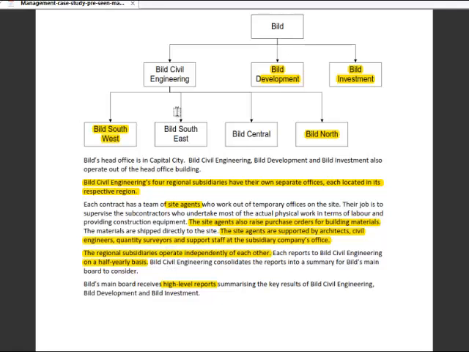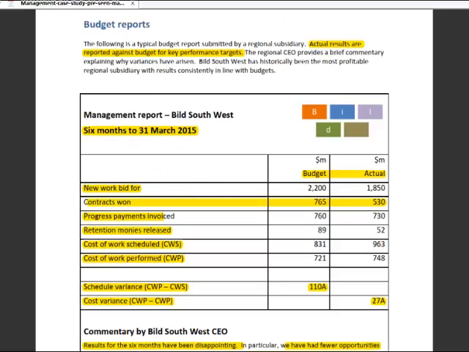Civil engineering amalgamates or consolidates these reports into a summary for the main board to consider. So the board is only getting some feedback from each of these subsidiaries every 6 months. The board receives a high-level report summarizing the key results of each of these 3 subsidiaries. So here's a typical budget actual report, or a management report. Actual results are reported against budgets for key performance targets.